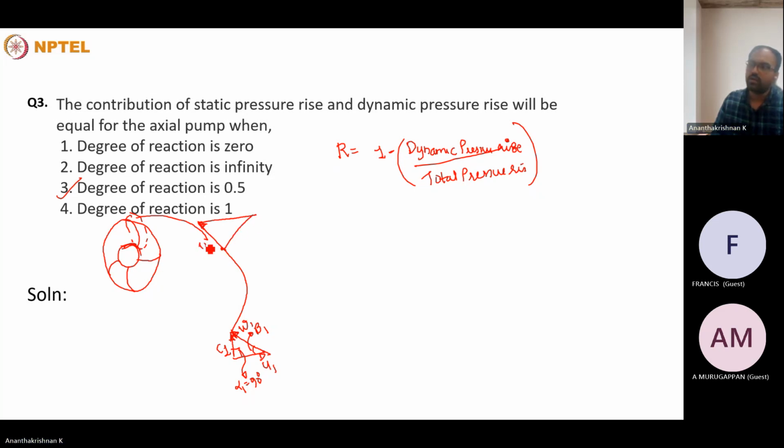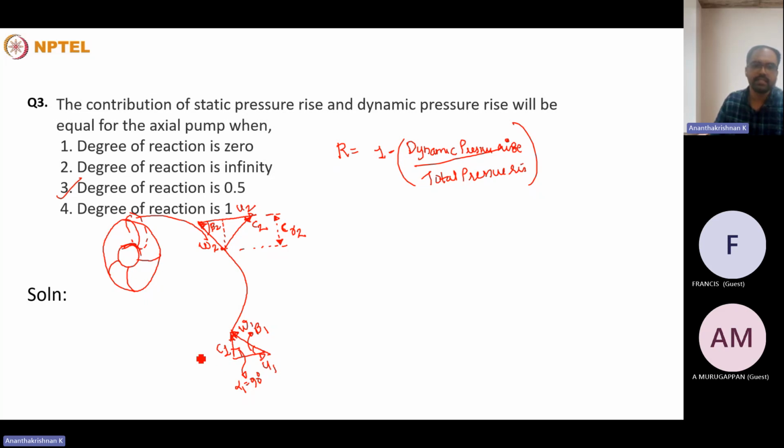This is the relative velocity W2. The angle which the blade makes at the outlet is with respect to the tangential velocity U2, and then the velocity C2. And this is a vertical component, that is the flow velocity component of the actual velocity.